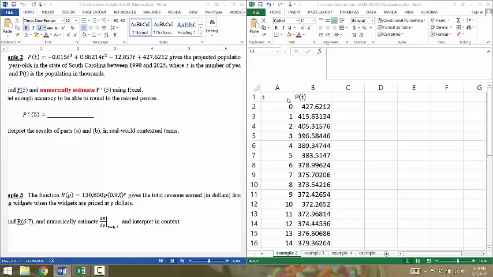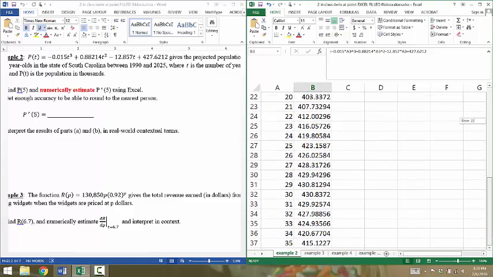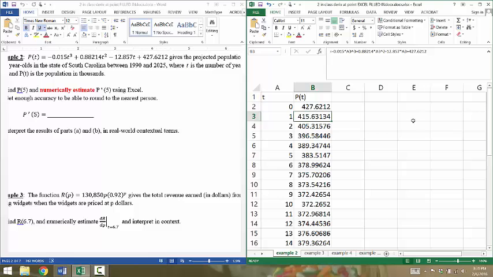So in Excel, I've already created an input-output table for the function. I have in column B the function, the cubic, the third degree. I have run my t-values from 0 up to 35 to represent 1990 through 2025. We're interested in finding p prime of 5. So remember, we're estimating a derivative value using average rates of change.